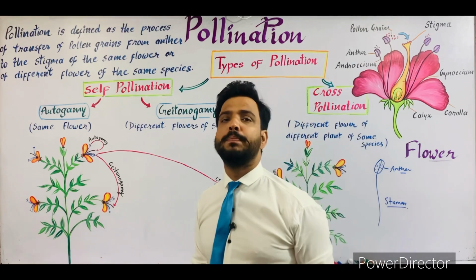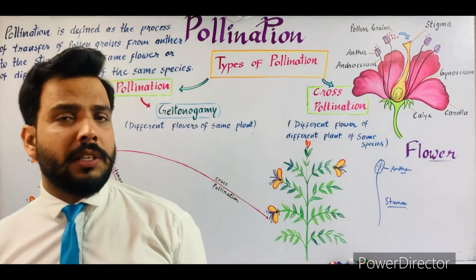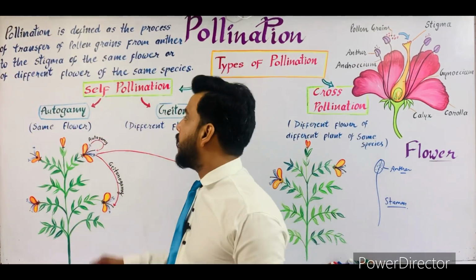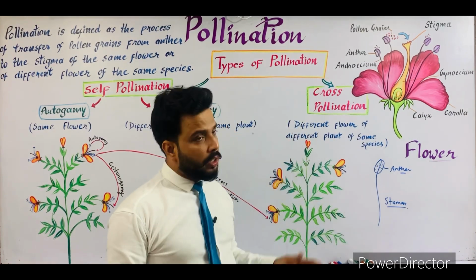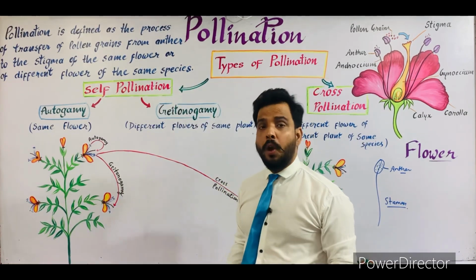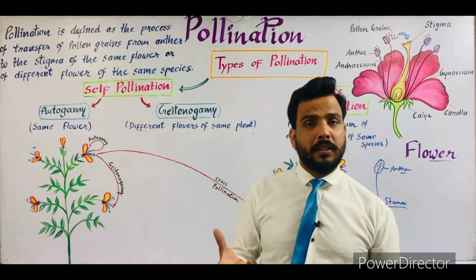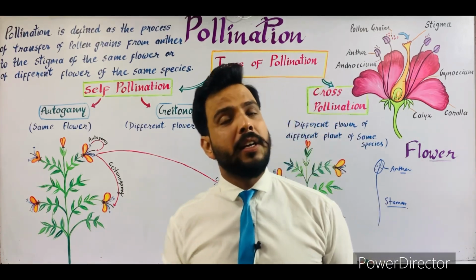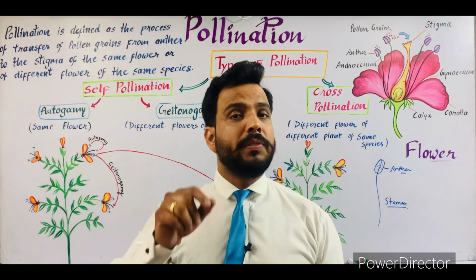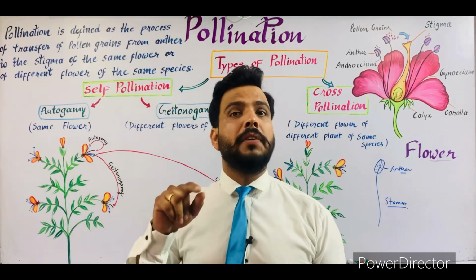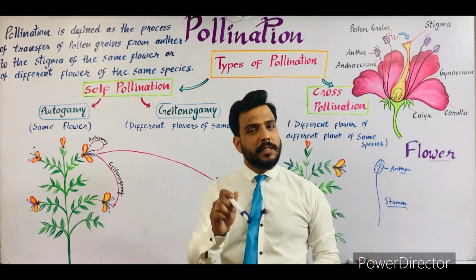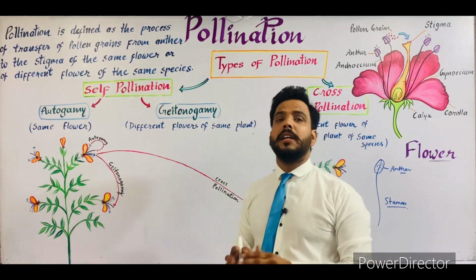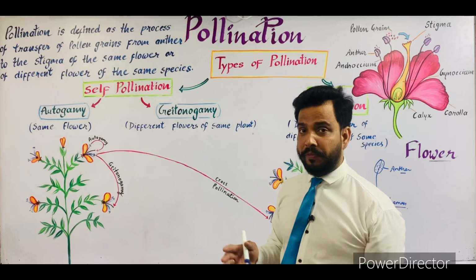What about the types of pollination? Pollination is generally of two types. The first one is self-pollination, another one is cross-pollination. Now what is the meaning of self-pollination? When the pollen grains of a flower reach the stigma of the same flower or a different flower on the same plant, then this condition is known as self-pollination. So you can divide these two conditions into two different parts.